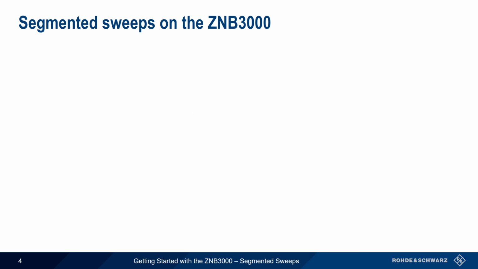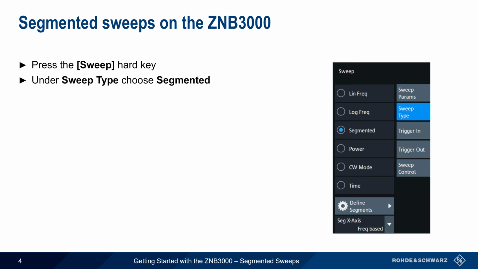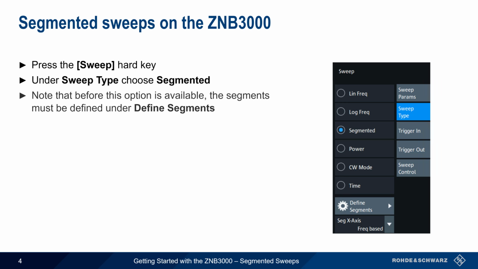To configure segmented sweeps on the ZNB3000, press the sweep hard key and then choose Segmented under Sweep Type. Note that before this option is available, the segments must be defined under Define Segments. We'll go over this in detail on the next few slides.